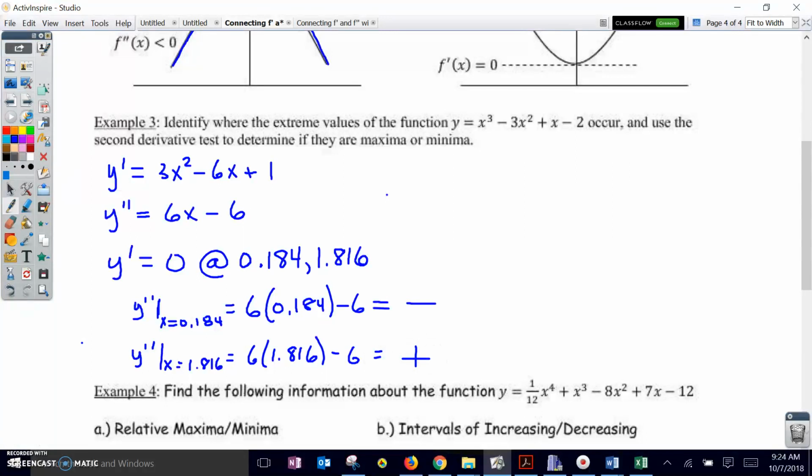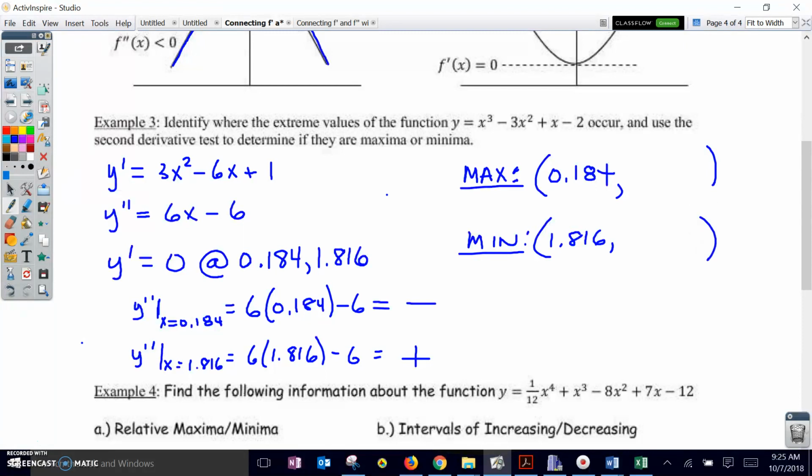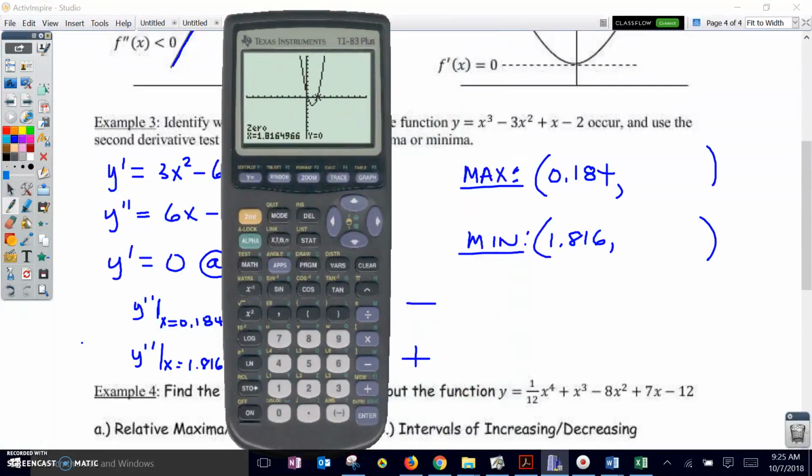And therefore, from the second derivative test, we have a maximum where the derivative is 0 and the graph is concave down. So we have a maximum at 0.184, whatever the y coordinate of that is. And we have a minimum at 1.816, whatever the y coordinate of that is. And now we'll go ahead and find those y coordinates.